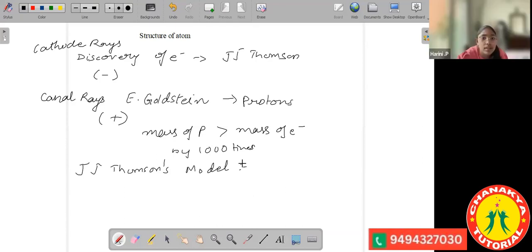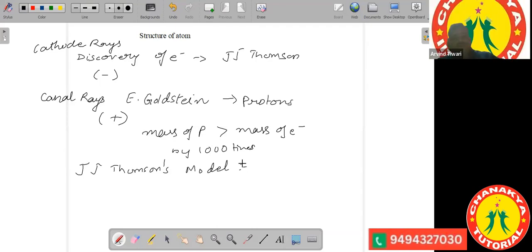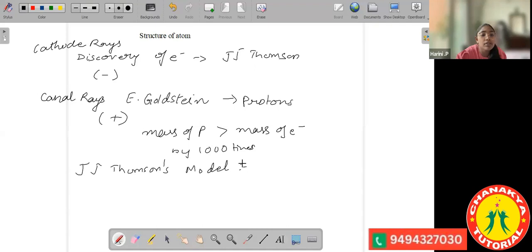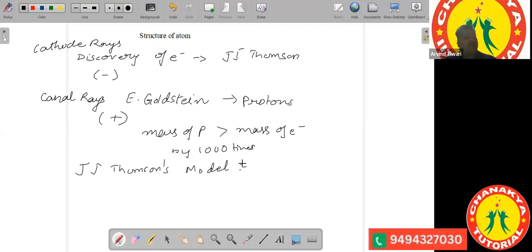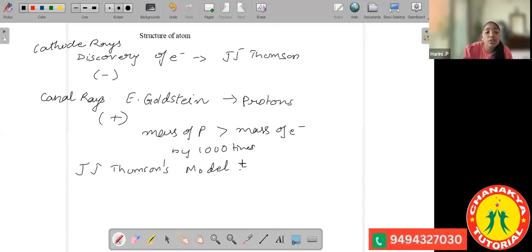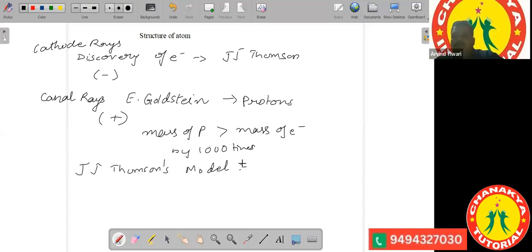So he said that the pudding was like the positive charge and the negative electrons were like the dry fruits in the pudding. But what was the basis of making this? On what basis could he say that? He said that the positive charge would hold on to the negative charge.